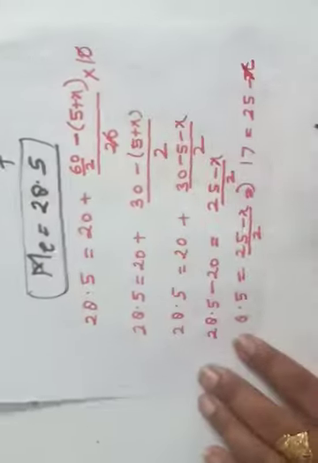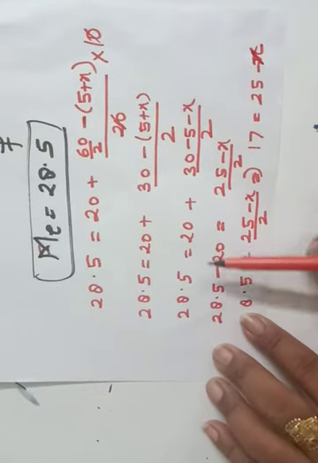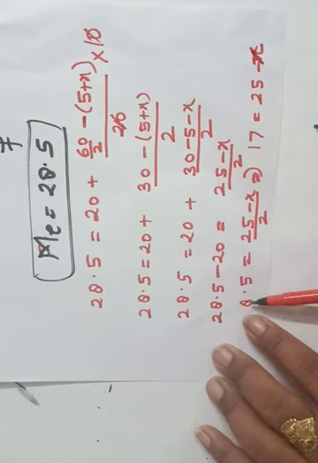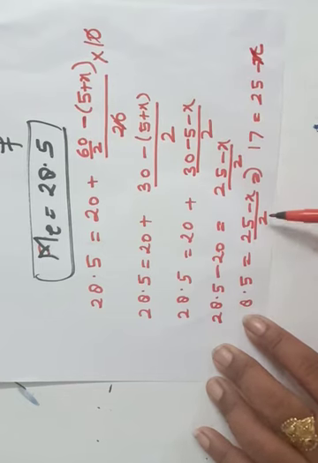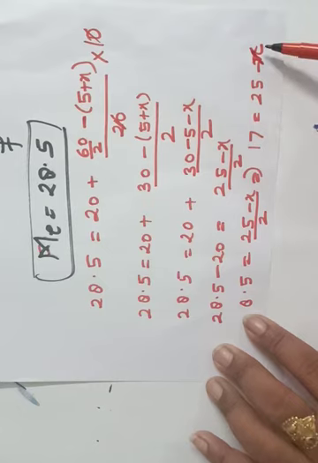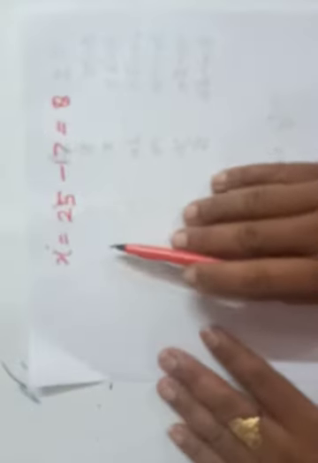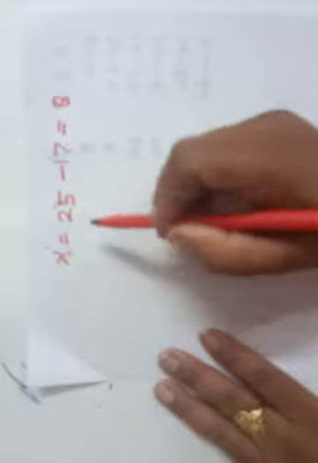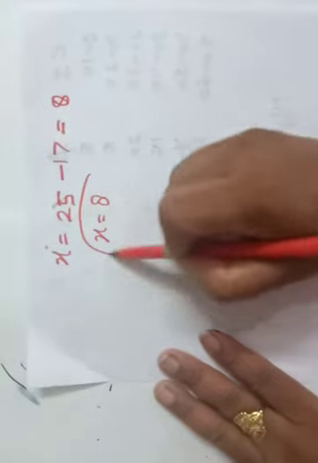So what we have done here, we have taken 20 to the left hand side, and we are left with 8.5 is equal to 25 minus x upon 2, and by cross multiplication we have got this, and I have taken x to the left hand side and 17 to the right hand side, and so I have got x is equal to 25 minus 17, that is equal to 8. So we have got the value of x, that is equal to 8.